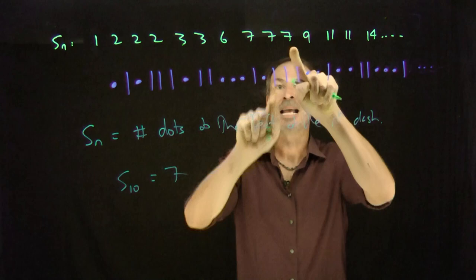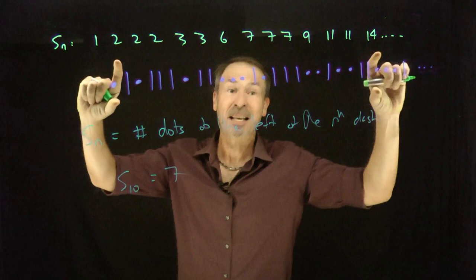Yep, the 10th term is indeed a 7. So that's the code for unlocking a picture. In fact, hey, that's how I also built up the picture. Start at the beginning and you see how to build up a diagram that fits the sequence.